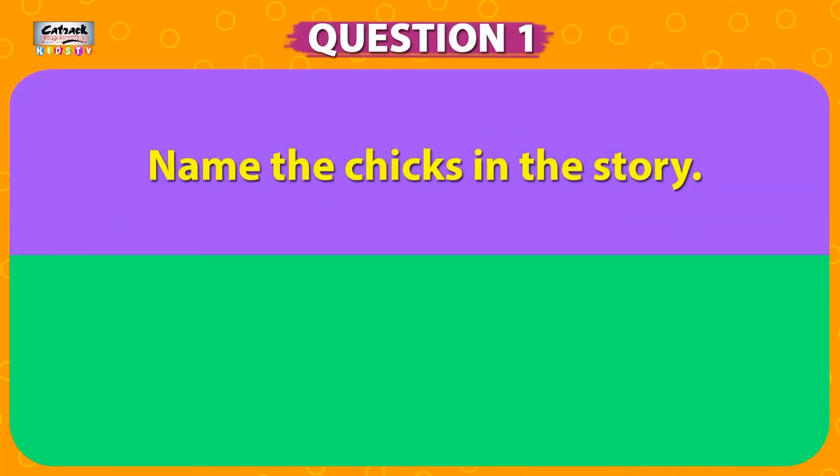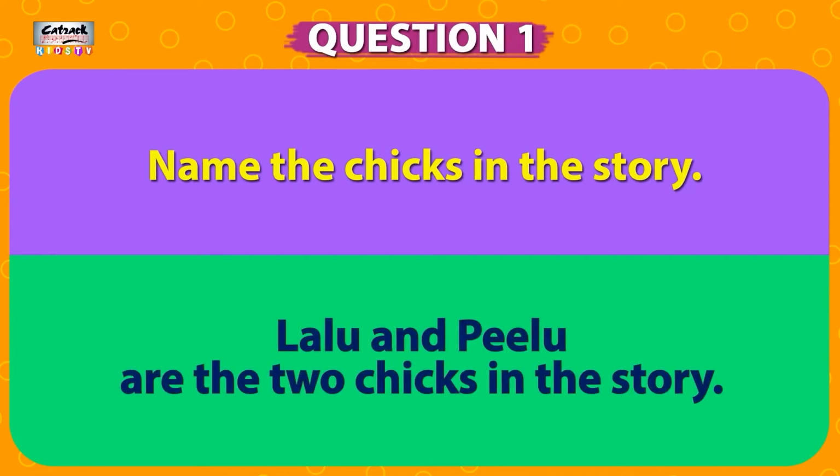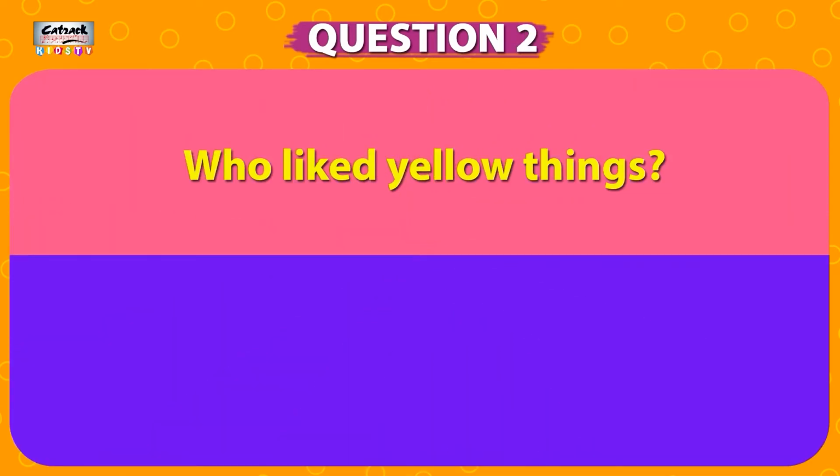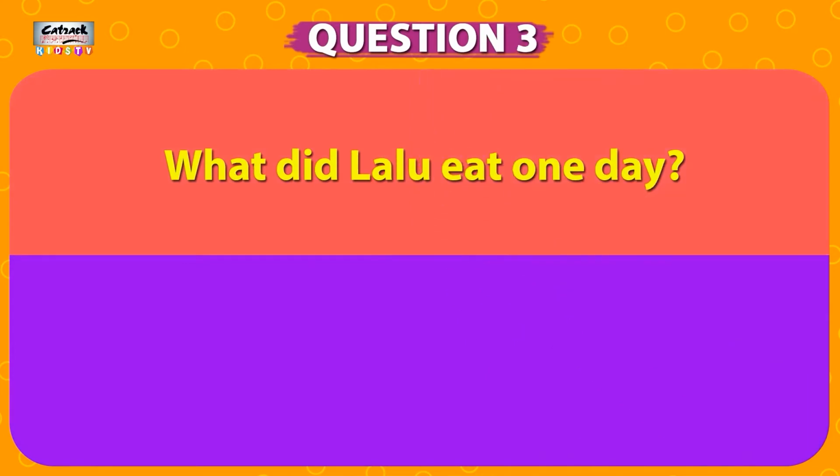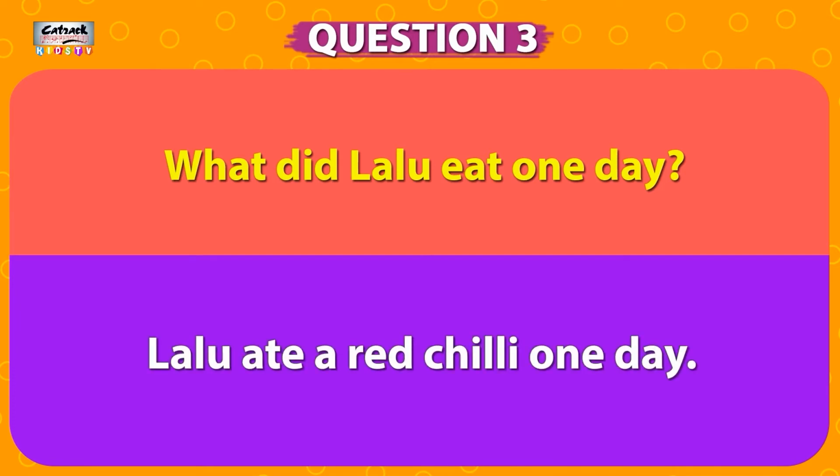Question 1. Name the chicks in the story. Answer. Lalu and Pilu are the two chicks in the story. Question 2. Who liked yellow things? Answer. Pilu liked yellow things. Question 3. What did Lalu eat one day? Answer: Lalu ate a red chili one day.